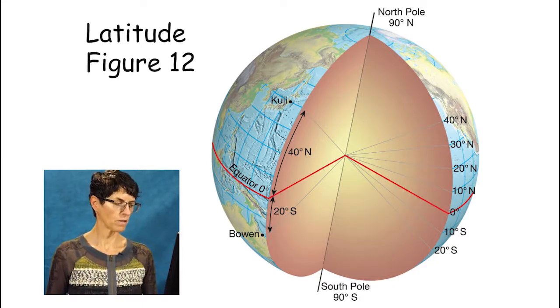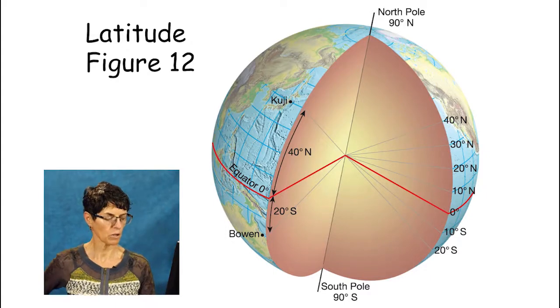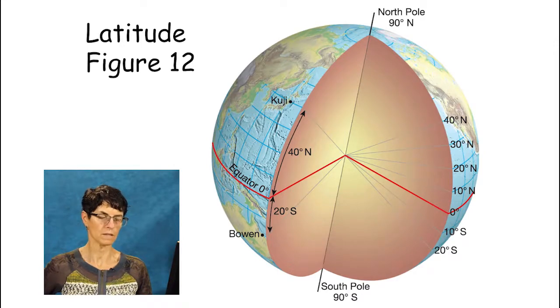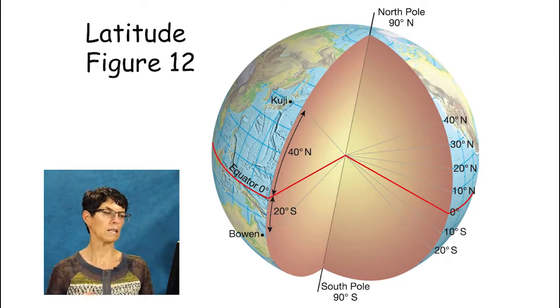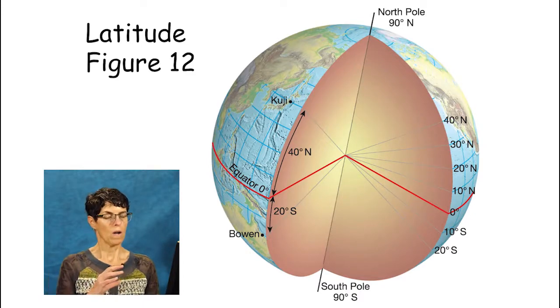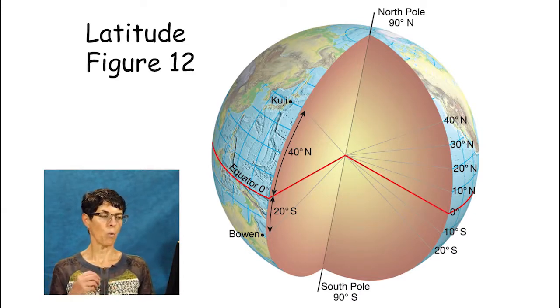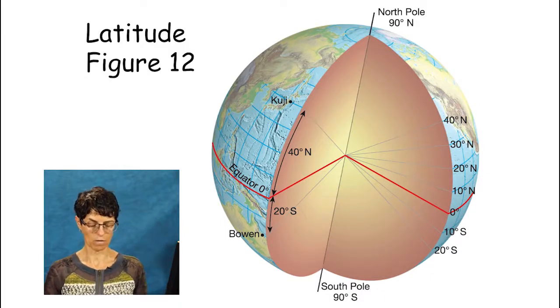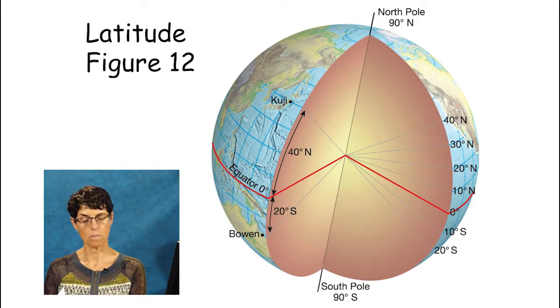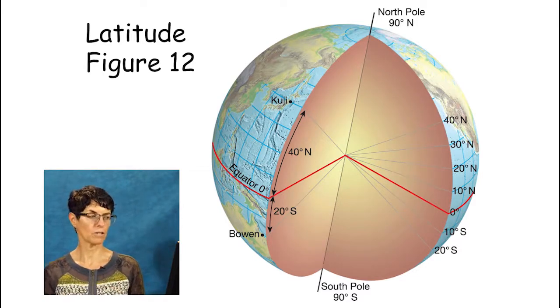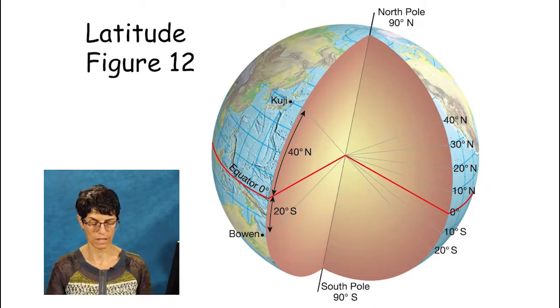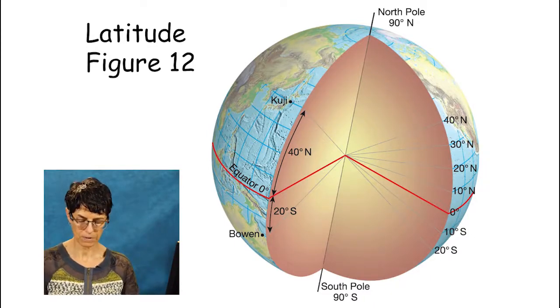You see on this particular figure, you also have the location of Bowen, which is in the southern hemisphere, and in this case, it's at 20 degrees south. So this illustration just shows you why latitude is expressed as a degree of angle. Again, it's because the Earth is a sphere, and in a sphere, we have to describe locations with degrees of angles. We cannot use just simply distance in miles.